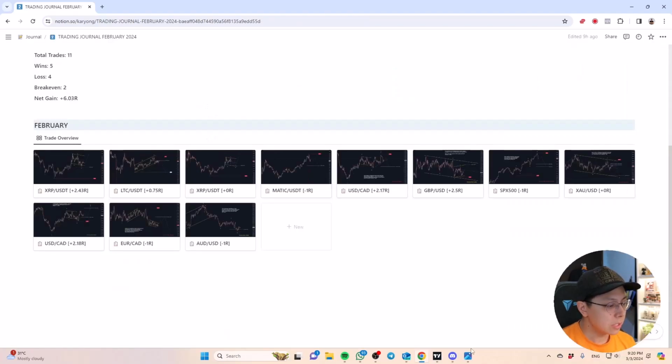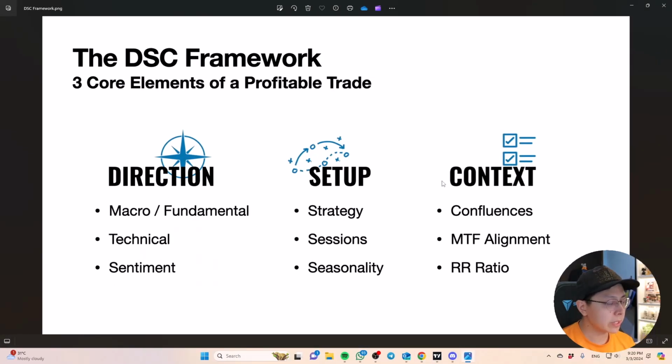Okay, so let me very quickly bring this up here for those of you who are not familiar with the framework that we use to approach the market. I call it the DSC Framework, which includes these 3 components: direction, setup, and context. And to me, it doesn't matter what strategy, what technique you use, these 3 elements, you need to have in order to achieve a profitable trade consistently.